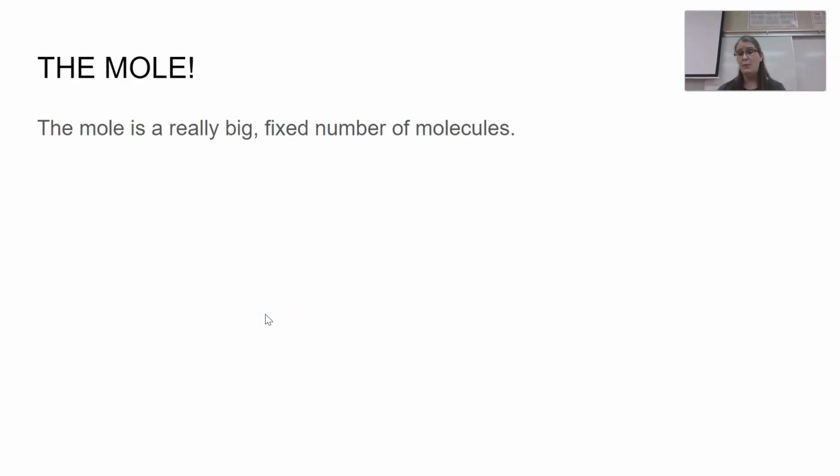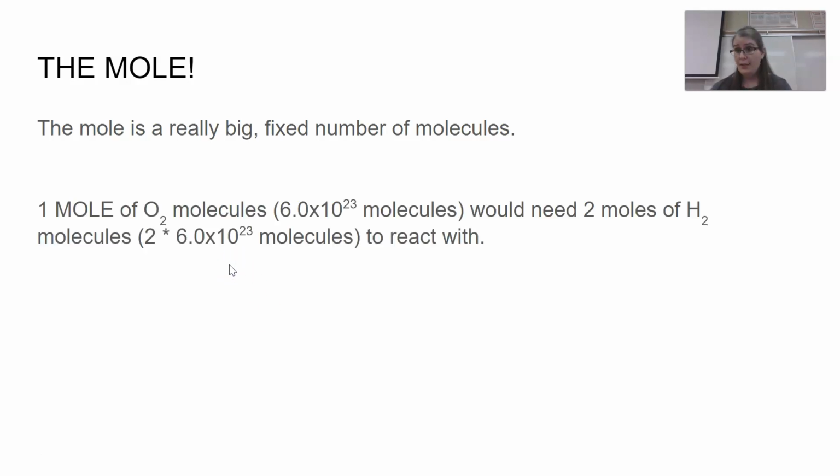Remember, the mole is nothing more than a big, fixed number of molecules. So I could say that I have 6.02 times 10 to the 23rd molecules of oxygen. Well, if I have 6.02 times 10 to the 23rd molecules, then I need twice as many molecules, or 2 times 6.02 times 10 to the 23rd molecules of H2, and I'm getting really tired already of saying 6.02 times 10 to the 23rd. So let's just remember that that is a mole.